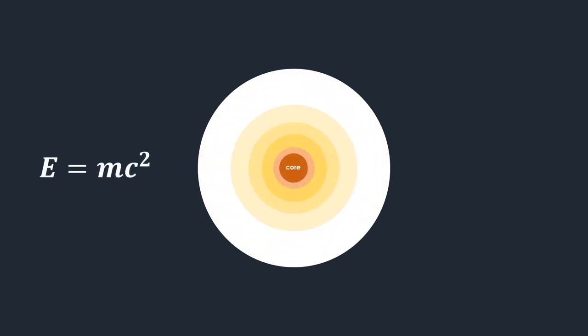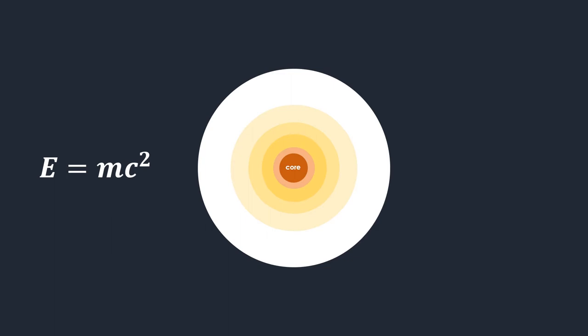Once enough mass has accumulated, gravity will compress the core enough that it's now hot enough to fuse hydrogen into helium, a process that releases energy as a small amount of mass, known as the mass defect, is converted into energy through the equation E equals mc squared.